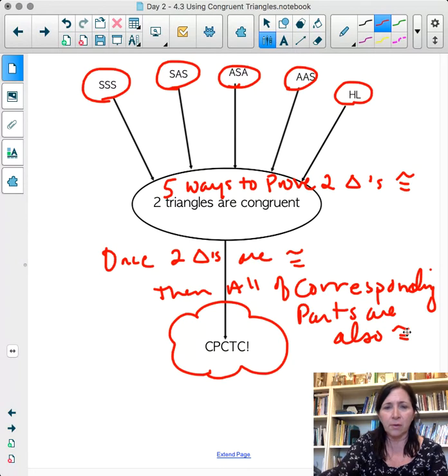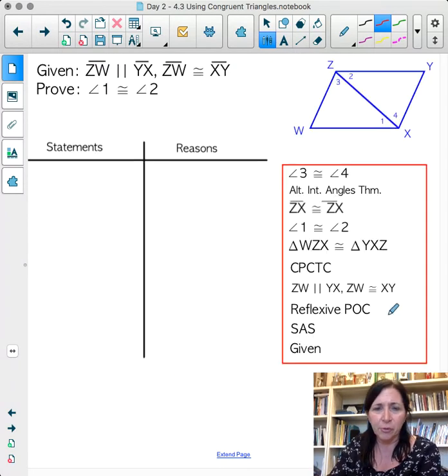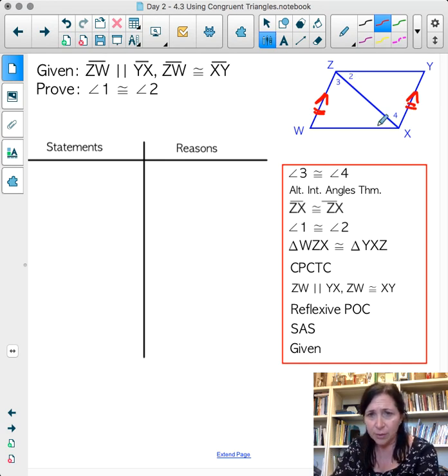Okay, so starting off with this proof right here, we know that ZW is parallel to YX. We know that ZW is congruent to XY. I think I said YX. Yeah, XY, YX, same thing. So we know that these are parallel and congruent. I'm trying to prove that angle 2 is congruent to angle 1.